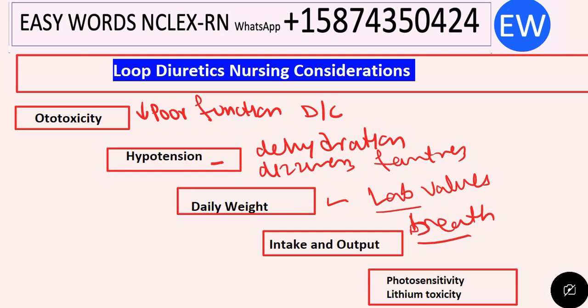Photosensitivity and lithium toxicity. When a drug is absorbed into the bloodstream, it enters the skin, and photosensitization occurs. Sunlight is also absorbed through the skin, which causes chemical changes in the compound, which causes a reaction in the body. Diuretics can decrease the excretion of lithium, which may cause lithium toxicity.